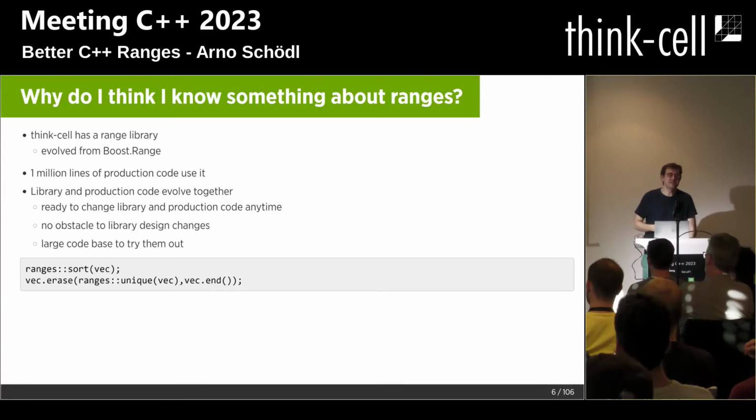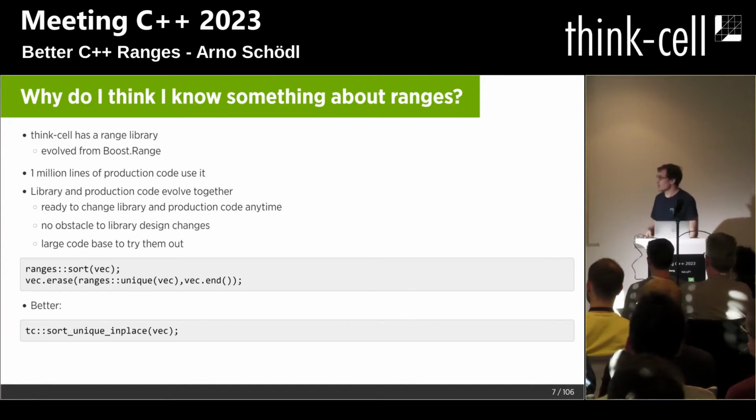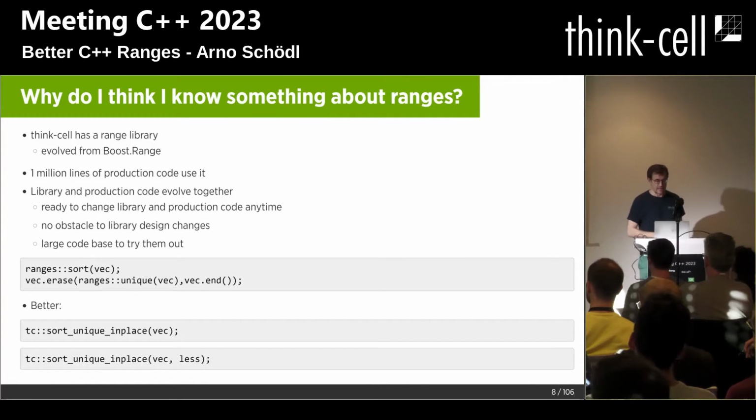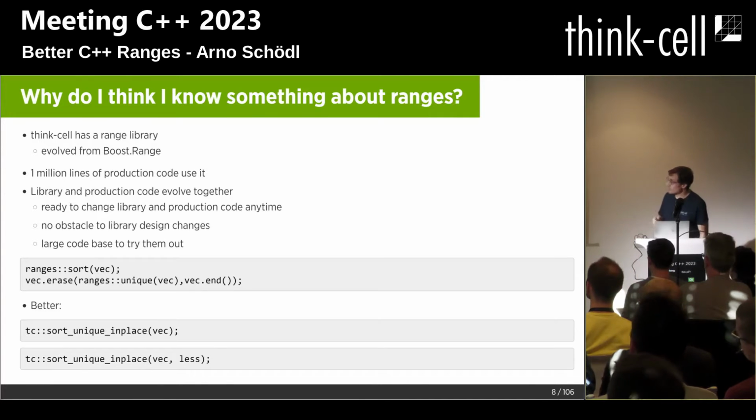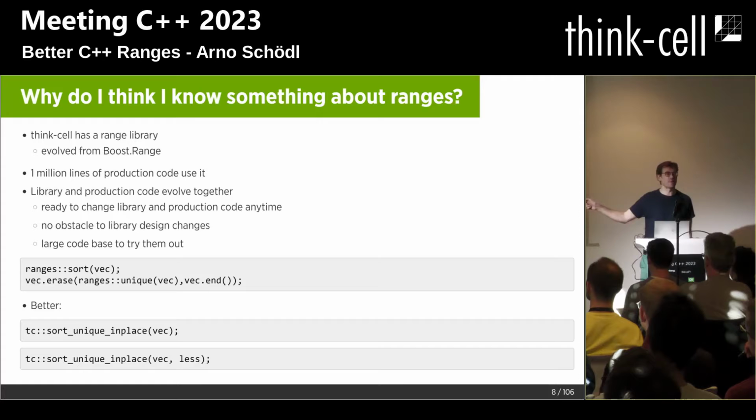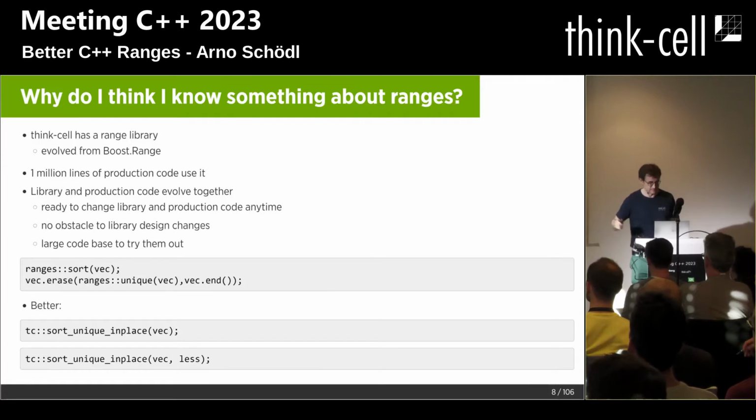So, with this sorting and uniquing, the equal operator really has nothing to do with it. The less operator is good enough. So in our library, we have sort unique in place, which is the in-place version of sorting and then making it unique. There's also a non-in-place version, which is lazy, but we get to that later. And there's also, of course, one where you can plug in the less operator. But you don't plug in the equal operator anywhere because you don't need it.